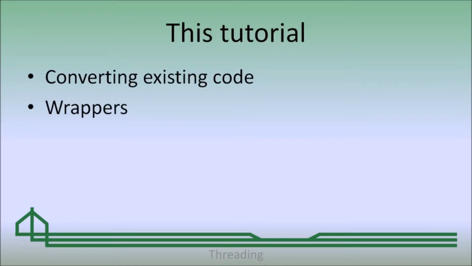So this tutorial part is about converting existing code and some wrappers. This is since I got some feedback from a customer in the thread about this tool, and I have added these wrappers, and I've also taken up some part on how to convert existing code. For example, if you have a project which is not threaded and you want to thread it. Let's start looking at wrappers.